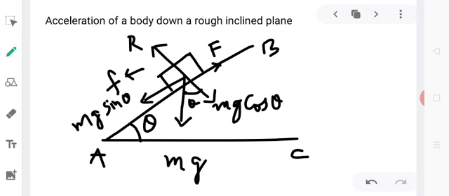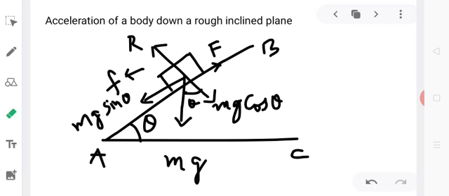Acceleration of a body down a rough inclined plane. Now, when a plane is inclined to the horizontal at an angle theta, which is greater than the angle of repose, the body placed on the inclined plane slides down with an acceleration a. As it is quite clear from the diagram, the normal reaction R is equal to mg cos theta.